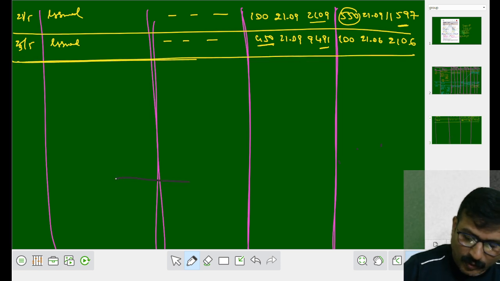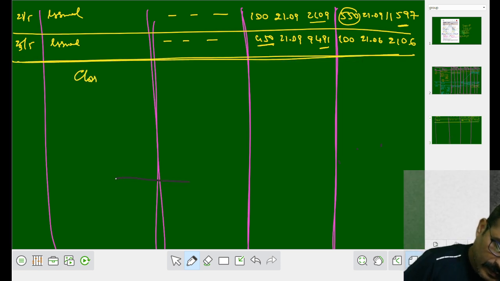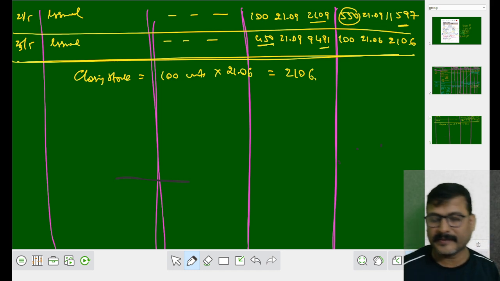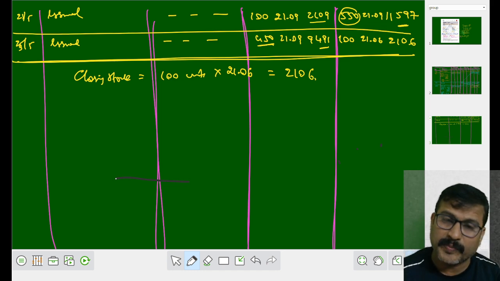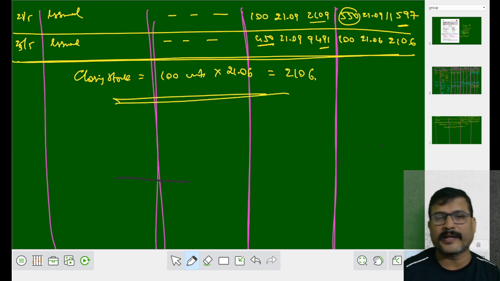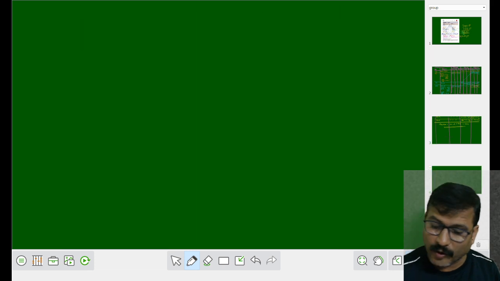Okay. Now what about your closing stock? Closing stock 100 units, 21.09 is equal to 2,106. The paise differs because of when we have taken decimals. This is how we have to solve under the weighted average method. Now let me move on to the next method.